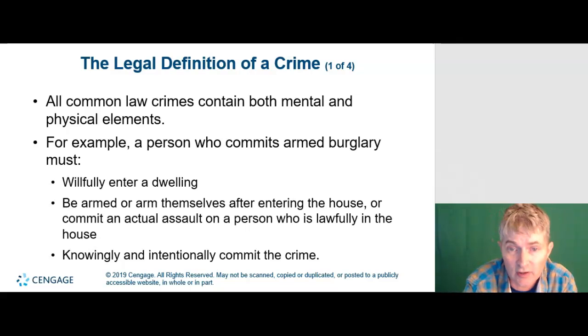The legal definition of a crime: all common law crimes contain both mental and physical elements. For example, a person who commits armed burglary willfully enters a dwelling, is armed or arms themselves after entering the house, or commits an actual assault on the person who is lawfully in the house, and knowingly and intentionally commits the crime. Both mental and physical elements.